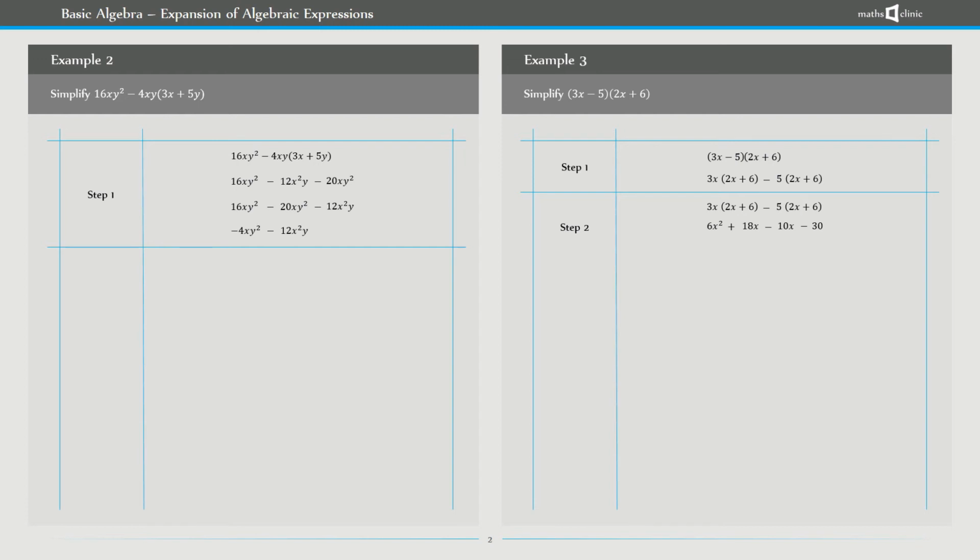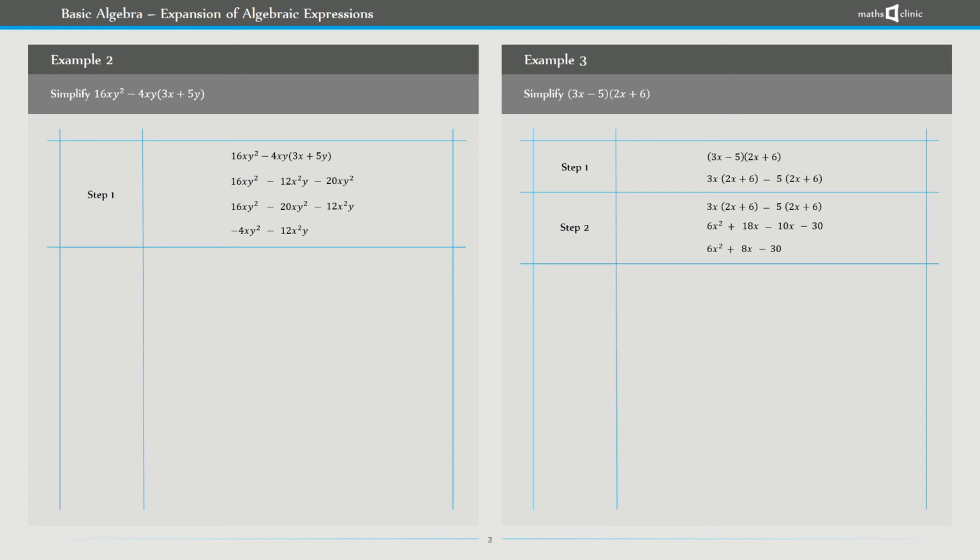So let's move on. What do we want to do next? We want to simplify. Are there any like terms there? Yes, we do have some like terms there. We have 18x and minus 10x. We just solve that out. 18x minus 10x is 8x. So we end up with an answer 6x squared plus 8x minus 30. And that's it. There really isn't much to it.